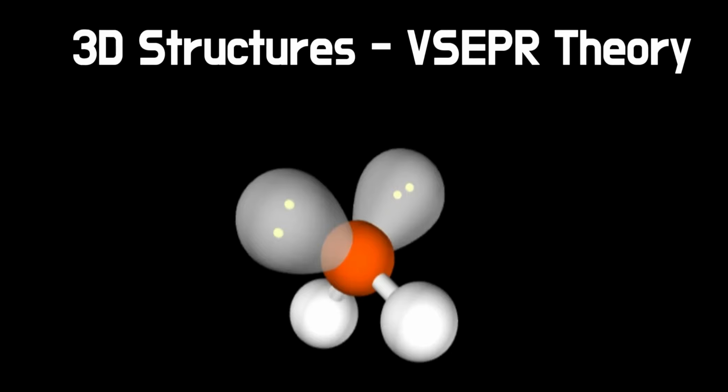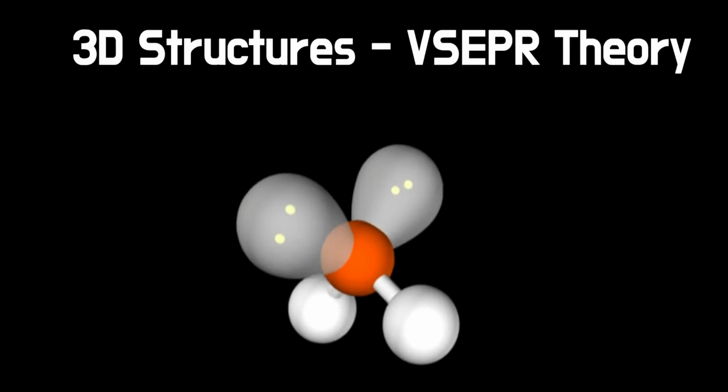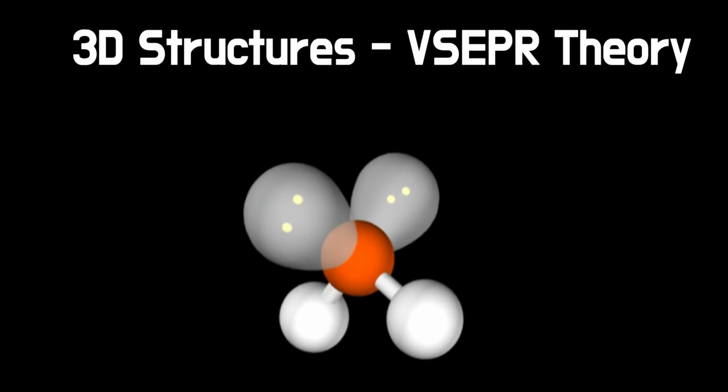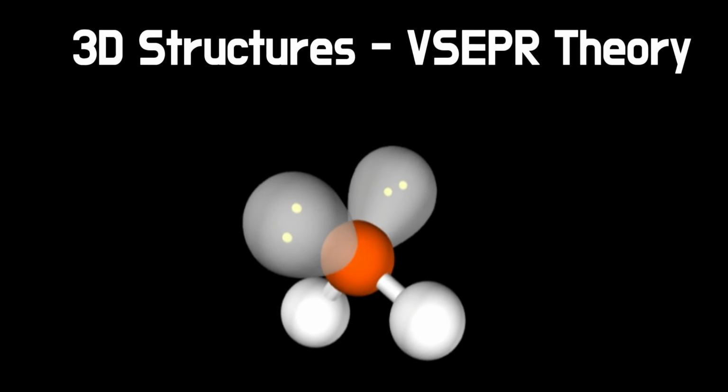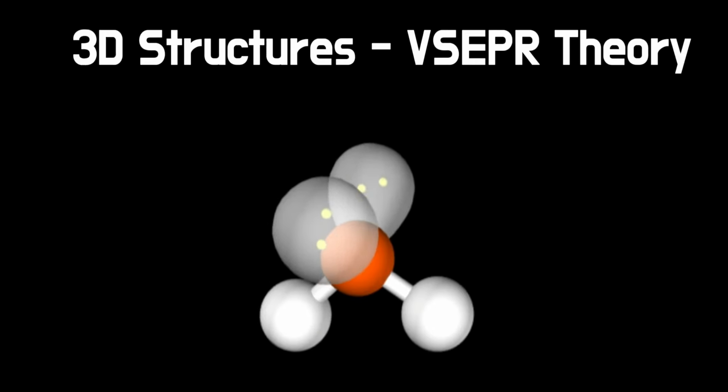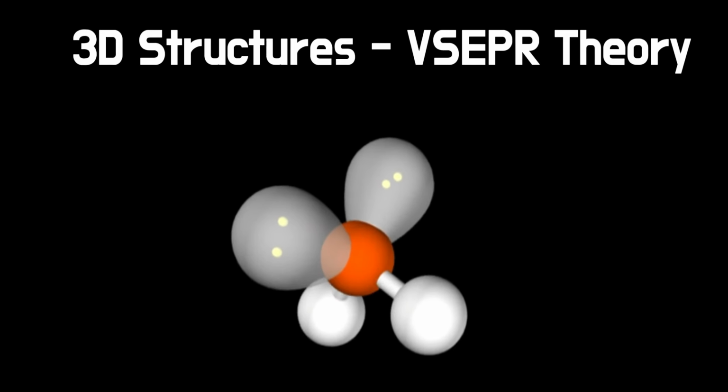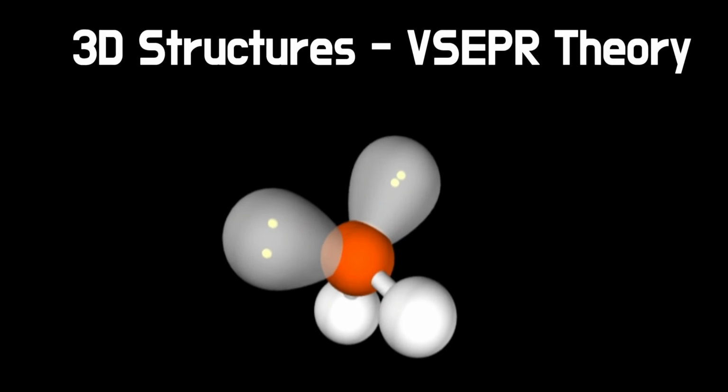Today we'll learn about 3D structures in the VSEPR theory. Now, what is the VSEPR theory? The main idea behind the VSEPR theory is that we can determine the 3D shape of a molecule by minimizing the repulsive force between electron pairs around the center atom.